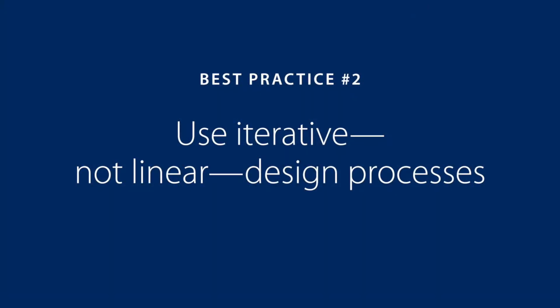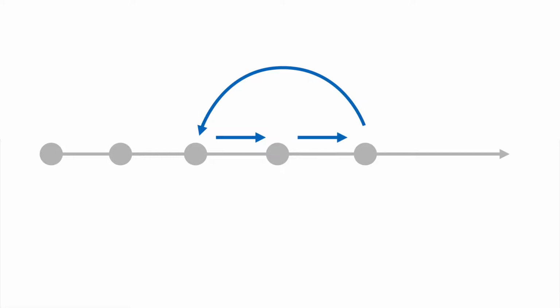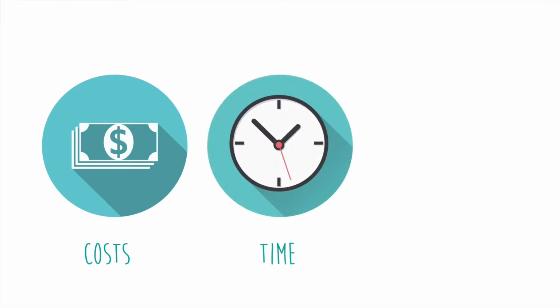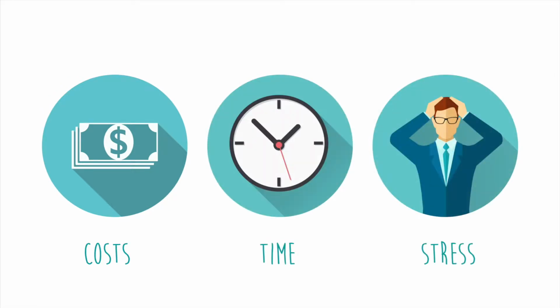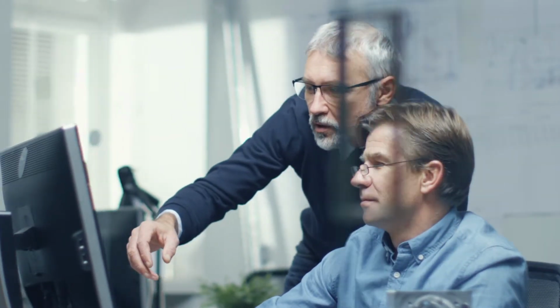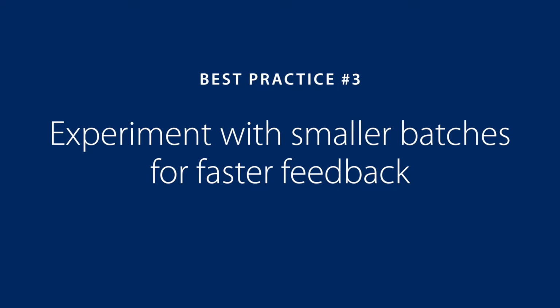Best practice number 2. Use iterative, not linear, design processes. With a linear approach, the cycle of prototype and redesign is often repeated many times before an optomechanical design is finalized. This increases costs, delays time to market, and causes stress on the design team. What if you could iterate rapidly and streamline the communication between optical and mechanical engineers so teams get to a qualified design more quickly?